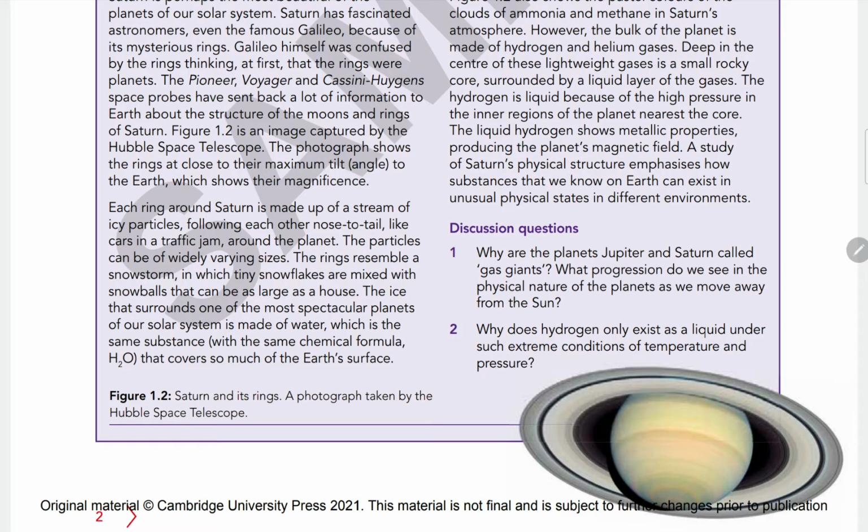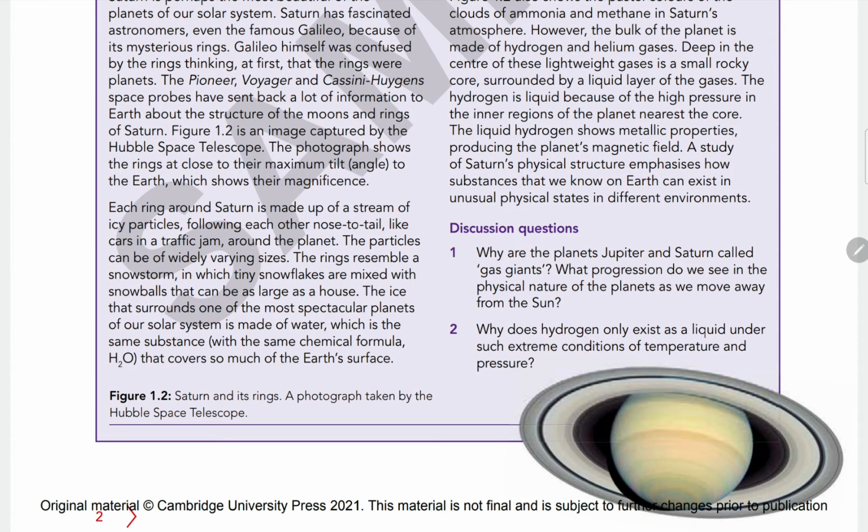So why are the planets Jupiter and Saturn called gas giants? അല്ലേ, നമ്മൾ പ്ലാനറ്റ്സിനെ മെയിൻലി വിൽ ബി ഡിവൈഡ് ആസ് റോക്ക് ജെയിൻ പ്ലാനറ്റ്സ് ആൻഡ് ഗ്യാസ് ജെയിൻ പ്ലാനറ്റ്സ്. So അതിൻ്റെ റീസൺ, so please do some research. Okay, why are planets Jupiter and Saturn called gas giants, and what progression do we see in the physical nature of the planet as we move away from the sun? അല്ലെ, സണ്ണിൽ നിന്ന് ഒരുപാട് ദൂരെ പോകുന്തോറും നമുക്കറിയാം നിയറസ്റ്റ് ടു ദ സൺ വി ക്യാൻ സീ റോക്കി planets, as far from the sun we can see gas giant planets.